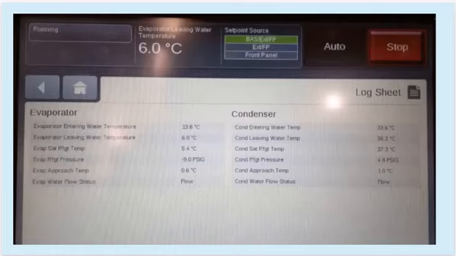The system is currently running in auto mode with the setpoint source set to the front panel. The evaporator leaving water temperature is 6.0 degrees Celsius and the condenser water flow status is flow. The evaporator entering water temperature is 13.6 degrees Celsius and the condenser entering water temperature is 33.6 degrees Celsius. Other system parameters like the temperatures, pressures, and flow statuses are displayed.